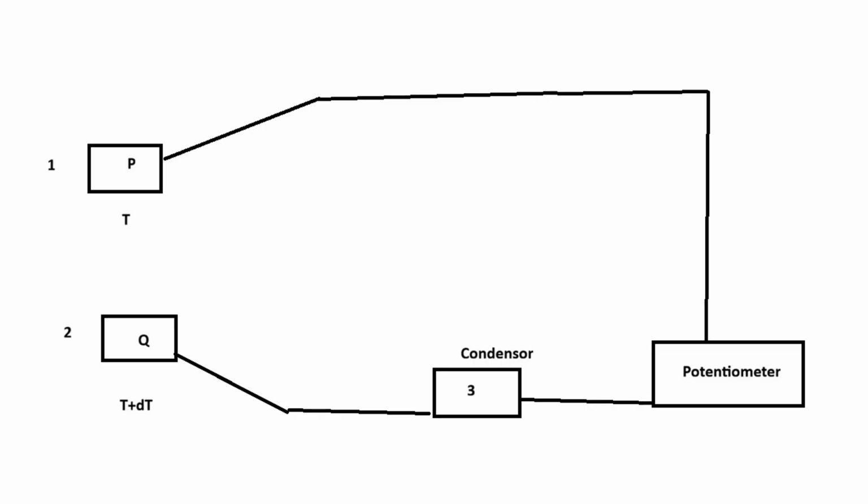So in thermoelectricity, there will be two points P and Q, two junctions which are maintained at temperatures of T and T plus dT, at two different temperatures, a condenser and a potentiometer. These are all the general diagrammatic representation of the working instrument used in thermoelectricity.